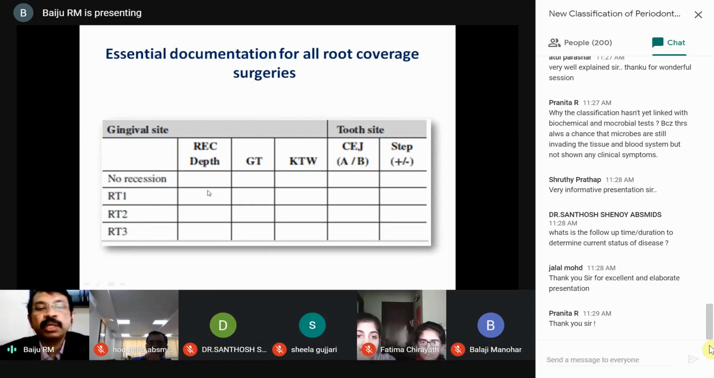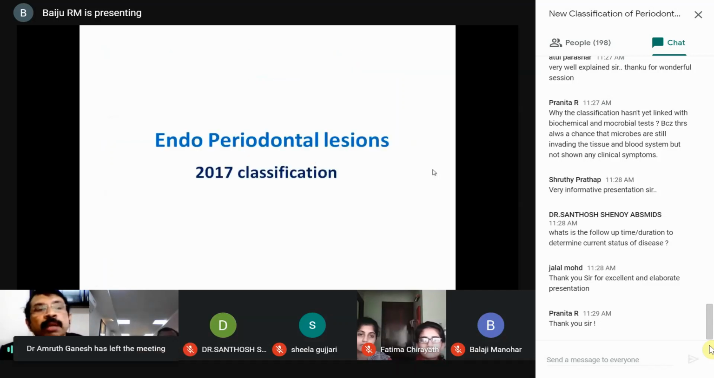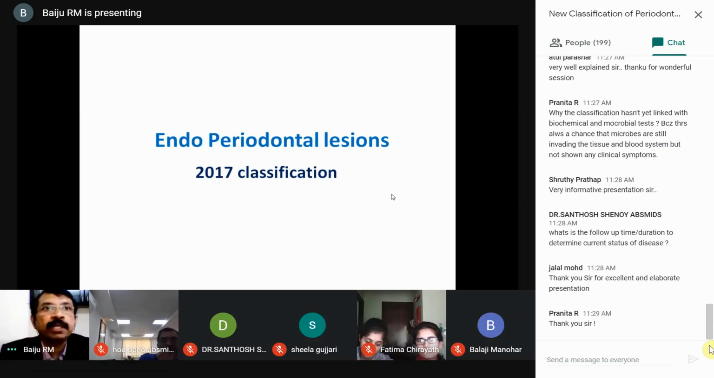You can measure the depth in millimeters here. You can measure the gingival thickness, which is an important thing, the biotype. If you measure the keratinized tissue width, you can quantify whether it is present or absent. Then you state whether the CEJ is visible, if it is A, not visible, then it is B, and whether the step deformity is present, positive, or absent. So that sums up the gingival recession classification. It has been a total overhaul of the classification that we have now. Now we'll move on to another important clinical situation.